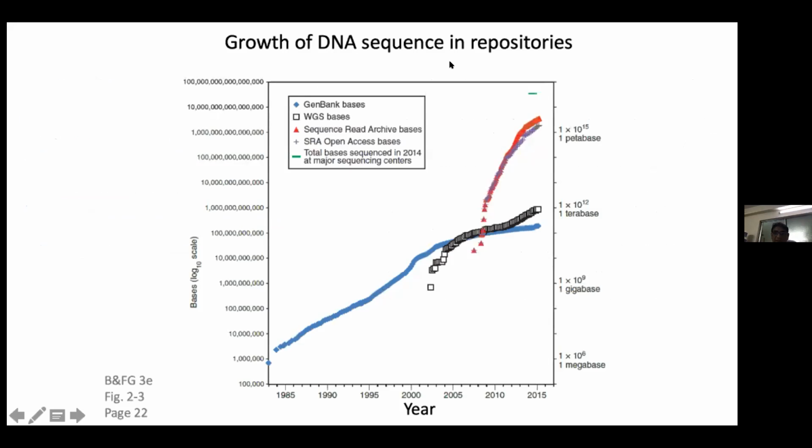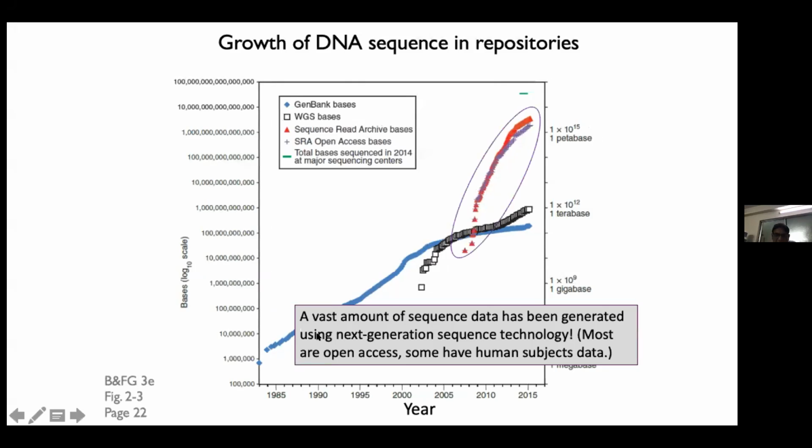So, growth of DNA sequencing repositories. You can see the small genome sequencing where it started, until the 90s. Between 1990 and 2006, there were only a couple of human genomes sequenced, and after that it increased tremendously. The vast amount of sequence data has been generated because of the advent of next generation sequencing processes.